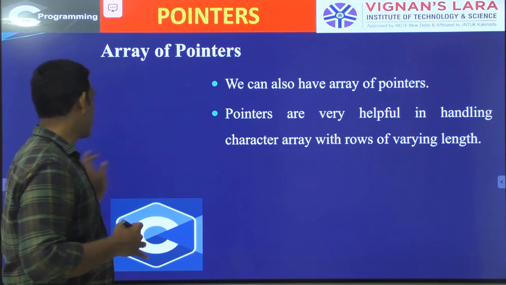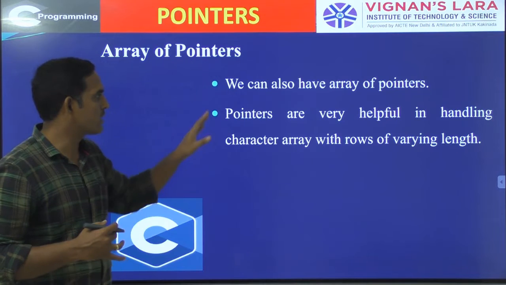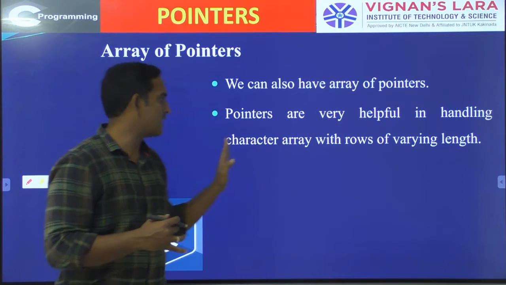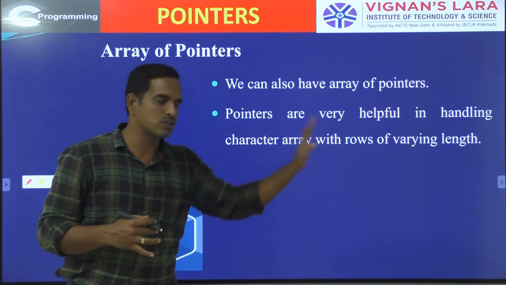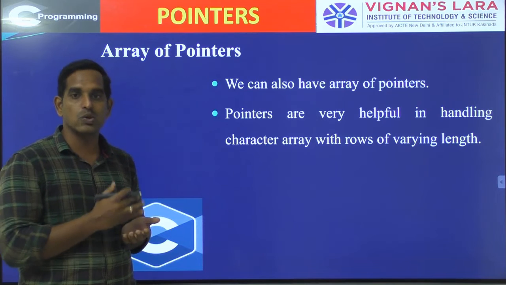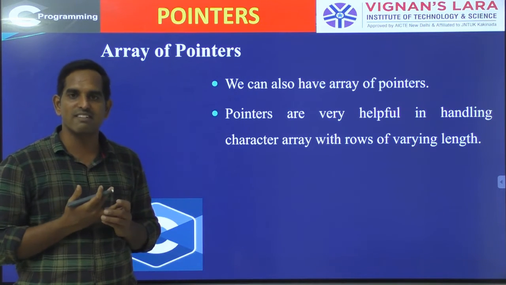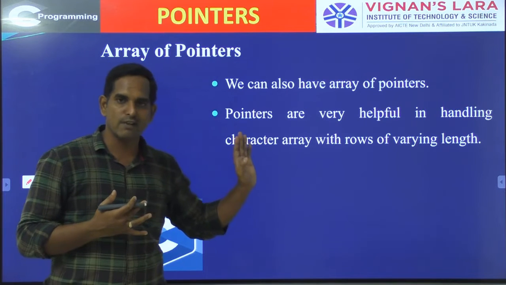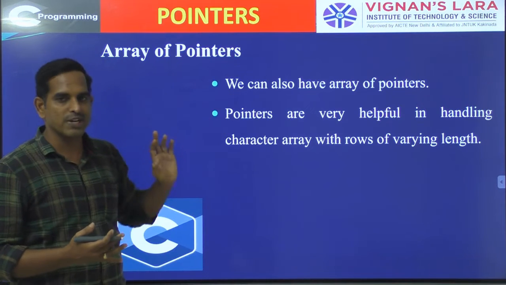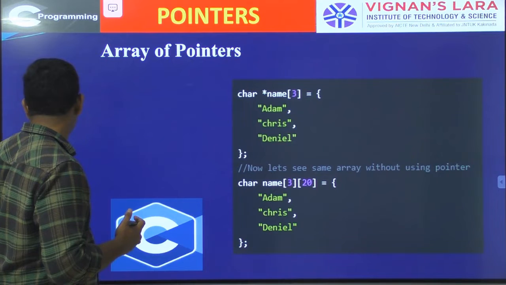So we can also have, this is the last topic of this session, an array of pointers. Pointers are helpful for handling character arrays with rows of varying length. So we will have a two-dimensional array of characters, or array of strings, which you have seen in the previous sessions. When you are handling an array of strings, an array of pointers will be much more useful. This can be understood with an example.